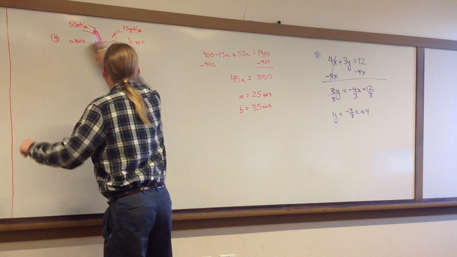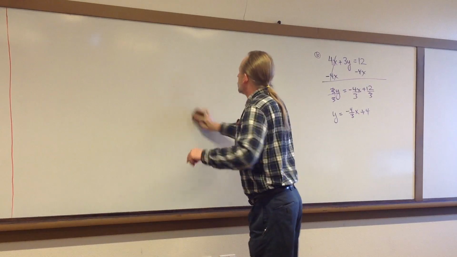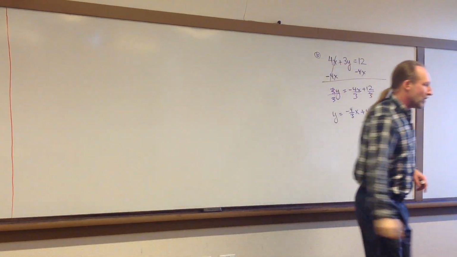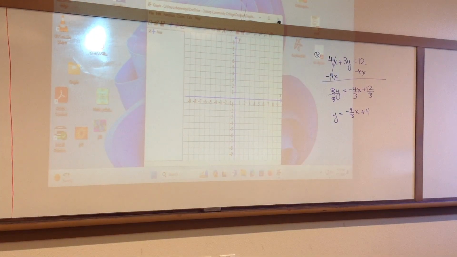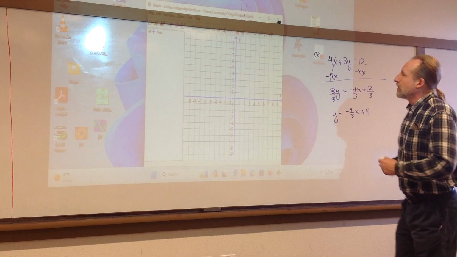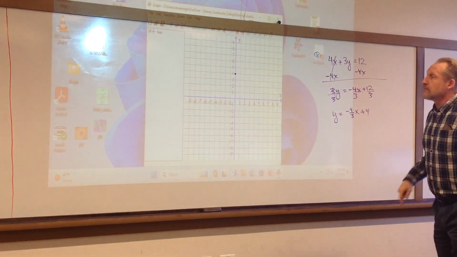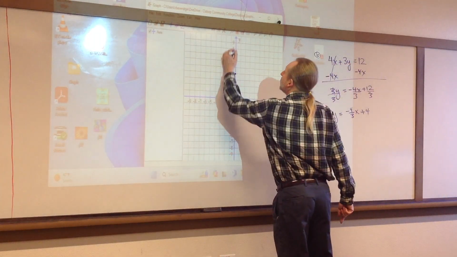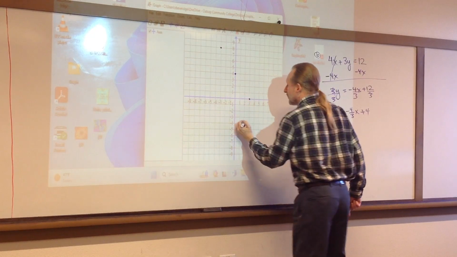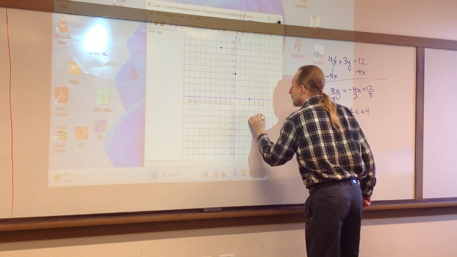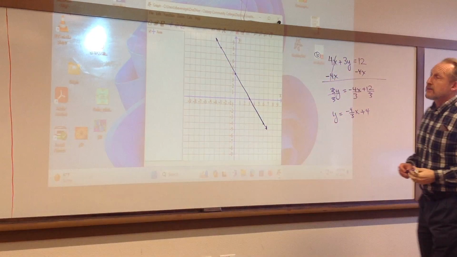You can make a table of values out of that if you'd like to, but I always prefer to graph using the slope and the intercept. So let's put the grid up on the board here. There it is. So we've got a y-intercept at the point 0, 4, right here, and a slope of negative 4/3. That means if we go up 4, we have to go back 3, and if we go down 4, we have to go over 3. And so that would make a line that looks a little something like that. And there we go.